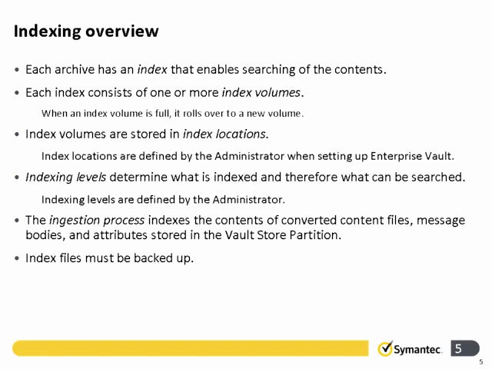The index volumes are stored in index locations. And we've had a couple previous lessons where we talked about configuring the index locations. We'll revisit that here as well. We also are going to be setting up the indexing level, which determines what is being indexed and therefore what can actually be searched. The indexing levels are going to be defined by an administrator, and we'll look at where we configure those and what the advantages are of setting the two different levels of indexing that are going to be available. We're going to look at the ingestion process.